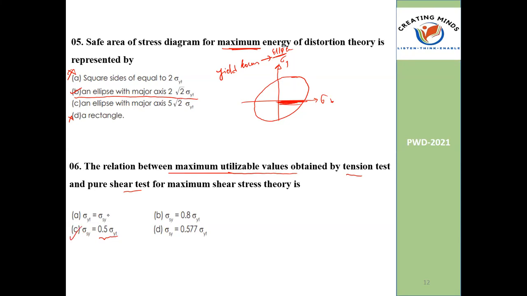Generally they will ask in all tests, we will take 0.5 times of yield. So this is the relation, that is sigma sy equals 0.5 times of sigma yt. This is also a direct question. These are all memory based questions. If they ask these questions, don't think too much. Keep in your mind that for any tension and shear, generally the stresses will be 0.5 of sigma y. This type is a memory based question. Generally, they will ask one or two memory based questions in this particular part.